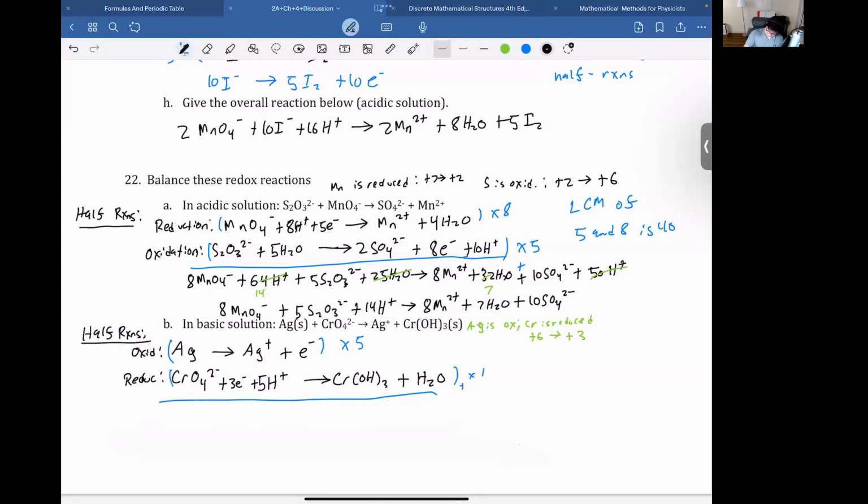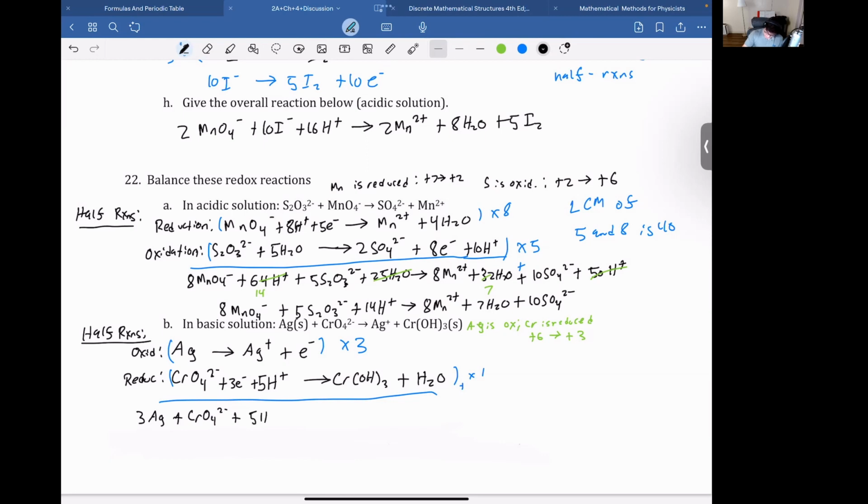And we add them up. So this is going to be 5Ag plus CrO4 2 minus. The electrons cancel out because, again, oh, wait, it's 3. Oops, that should say 3. My bad. Sorry, long video. 3Ag plus CrO4. So now the electrons cancel out properly. 3 on the right from Ag. 3 on the left from the chromium.